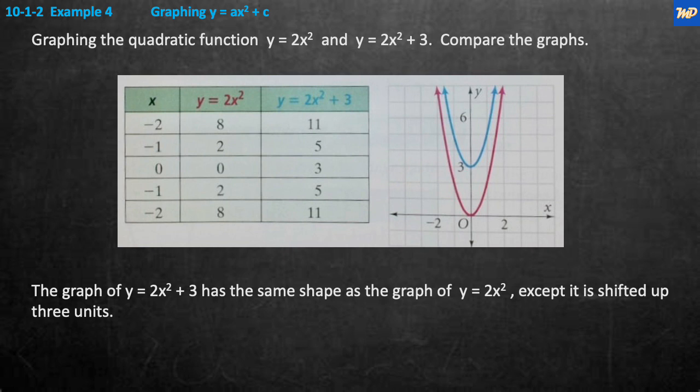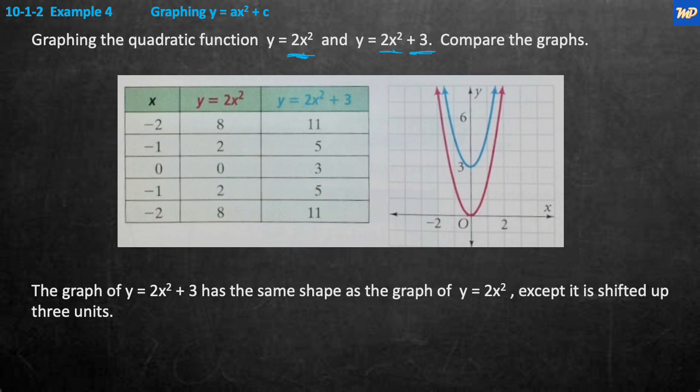Okay, so now on example 4, we're going to be graphing y equals ax squared plus c. So we just talked about it, and you can see the picture right there, and that's perfect. There's the picture. We graphed y equals 2x squared, and they're both identical. Y equals 2x squared. The only difference is we added the 3.